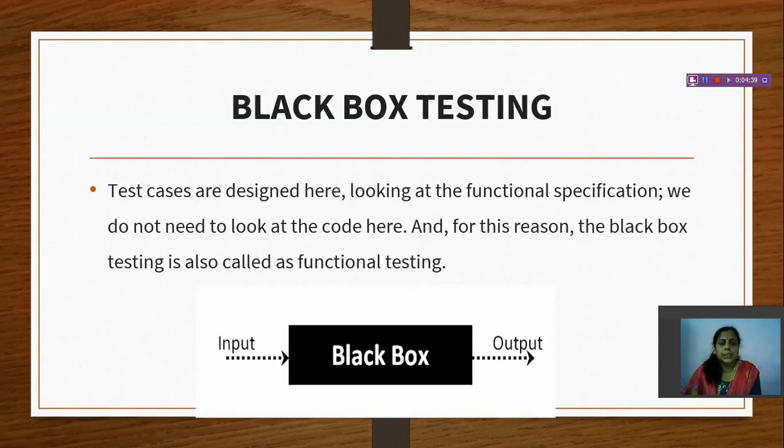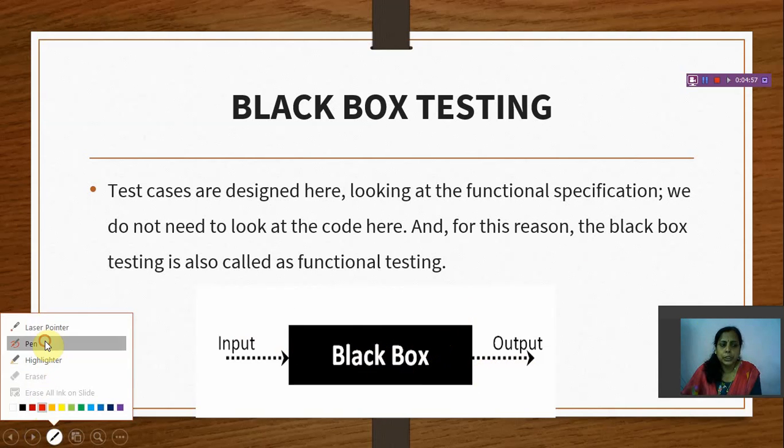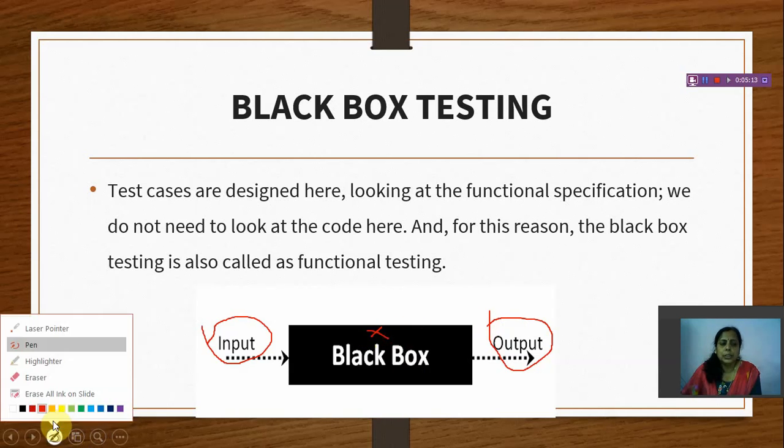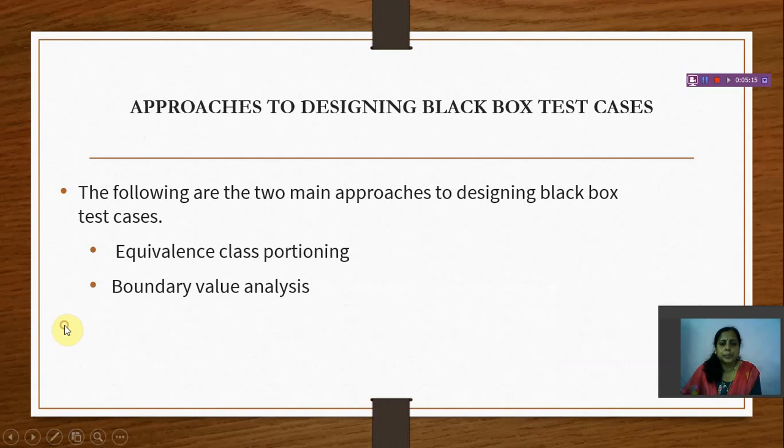So test cases are designed here looking at the functional specification. We do not need to look at the code here. Means in black box testing, it doesn't concern the code. It only concerns the output: what should be the input in black box testing and what should be the output of the system. It doesn't concern the internal structure. So it is known as black box testing.